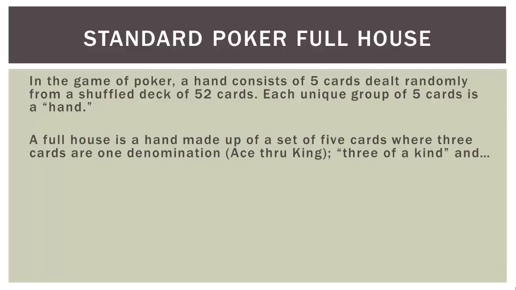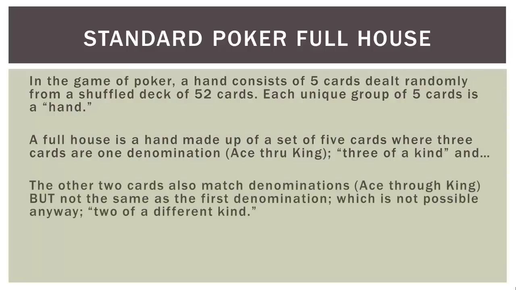Now, it is made up of a set of five cards, where three cards are of the same denomination. So you might have three eights, or three kings, or three twos, what we might consider three of a kind. Of course, we only have three cards, we've got to have two more. The other two cards also match denominations. They cannot be the same denomination as the first three, because you would have five cards of the same denomination. That's not possible. There are only four. So you're going to have three cards of one denomination and two cards of a second denomination.